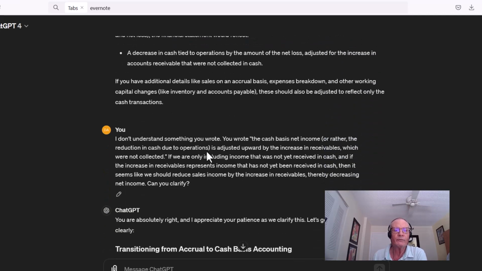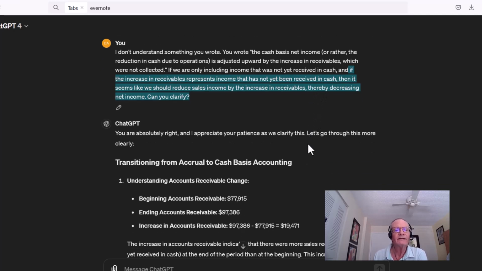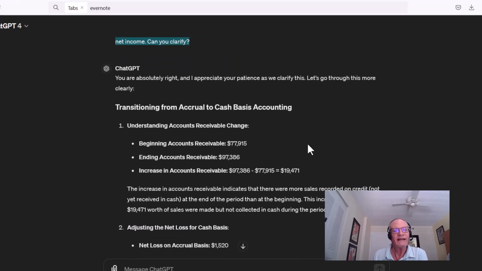So what did I do? Well, I called them out on it. I said, hey, I don't understand something that you wrote. I said, if the increase in receivables represents income that has not yet been received in cash, then it seems like we should reduce the sales income by the increase in receivables, thereby decreasing the net income even further. Can you clarify? So I'm trying to be polite, and it's very polite.